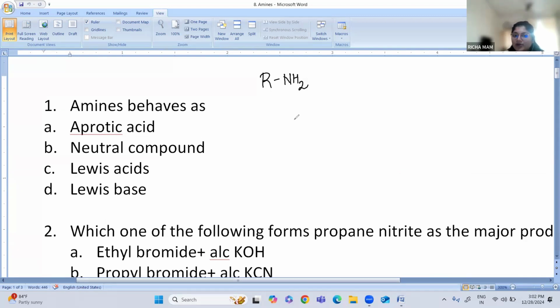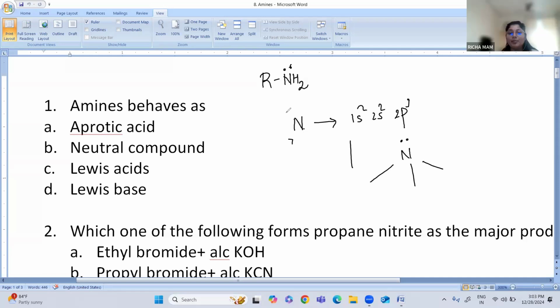When you see nitrogen, its configuration is 1s2, 2s2, 2p3. When you see the structure of nitrogen in amines, it is tetrahedral. It has three bond pairs and one lone pair of electrons. Because of that, it is basic in nature. It is a base, because it can donate its pair of electrons. So amines behave as a Lewis base.